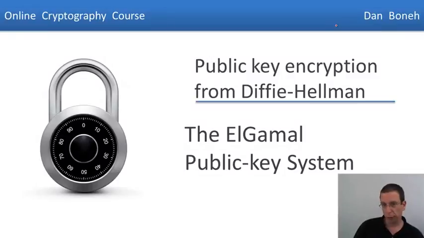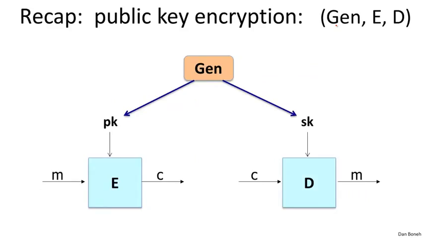In the previous lecture, we looked at a public key encryption system that's built from RSA or more generally from trapdoor functions. In this lecture, we're going to look at public key encryption schemes that are built from the Diffie-Hellman protocol.